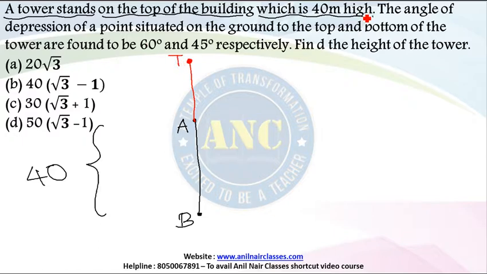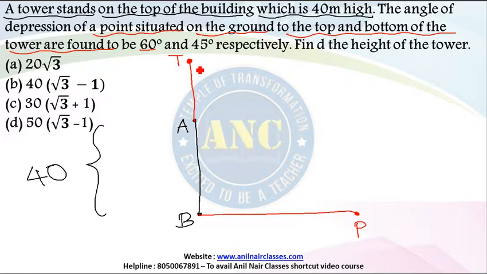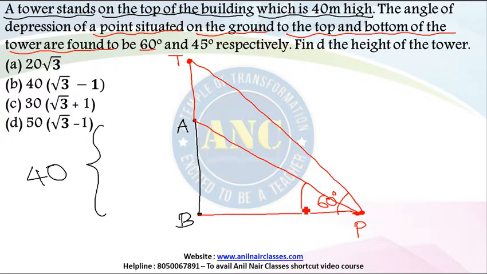Next, angle of depression of a point situated on the ground to the top and bottom of the tower are found to be 60 and 45 degrees respectively. There is a point. Let me name this point as P. This is the level ground BP. Angle of depression of the top of the tower and bottom of the tower: from top of the tower, it is given as 60 degrees, right? From the bottom of the tower, which is point A, it is given as 45 degrees. Find the height of the tower. AT value they are asking.